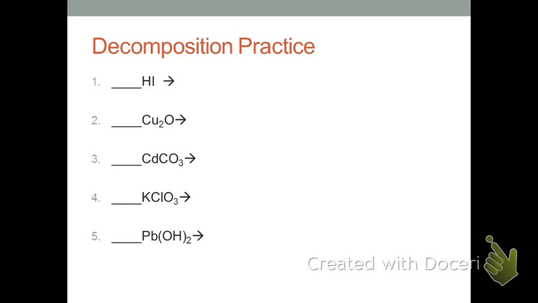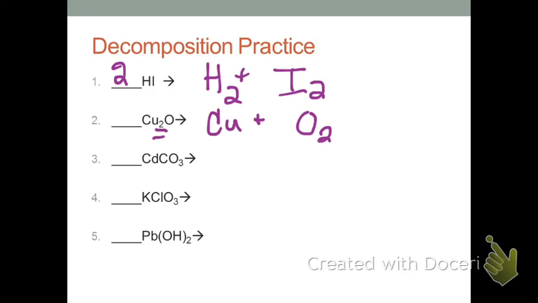So all of these are clearly decomposition because they all start with one compound as the reactant. In number 1, there's nothing special. There's no carbonates, hydroxides, or chlorate family. So all you do is break it up. Hydrogen plus iodine. Now both of these are diatomic, so they have to be written correctly, and then you balance it. The second one is also simple. Split. Copper and oxygen. Do not bring this 2 over to the copper. It is not diatomic. The oxygen needs a 2 because it is diatomic. Balance it, and that is what you end up with.